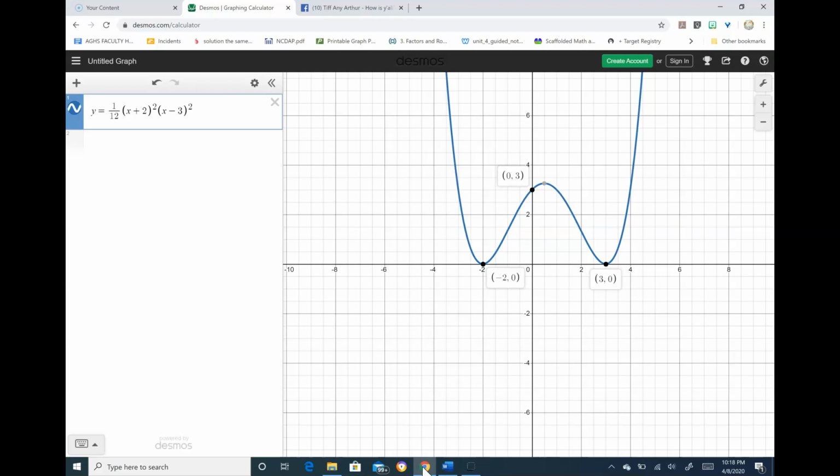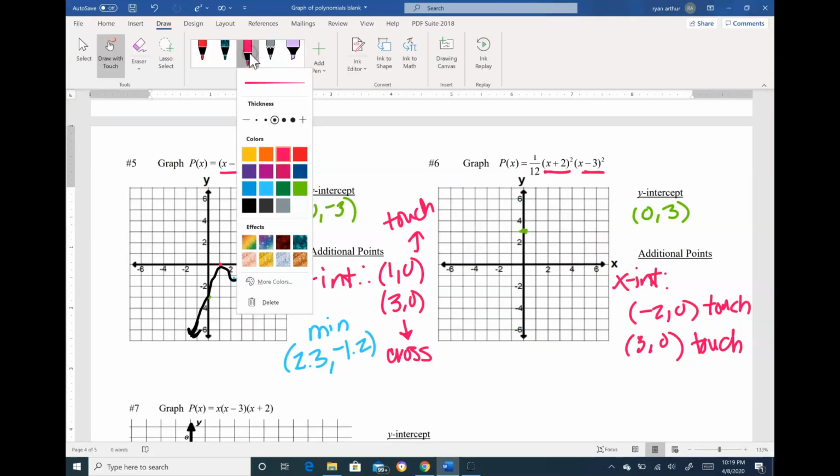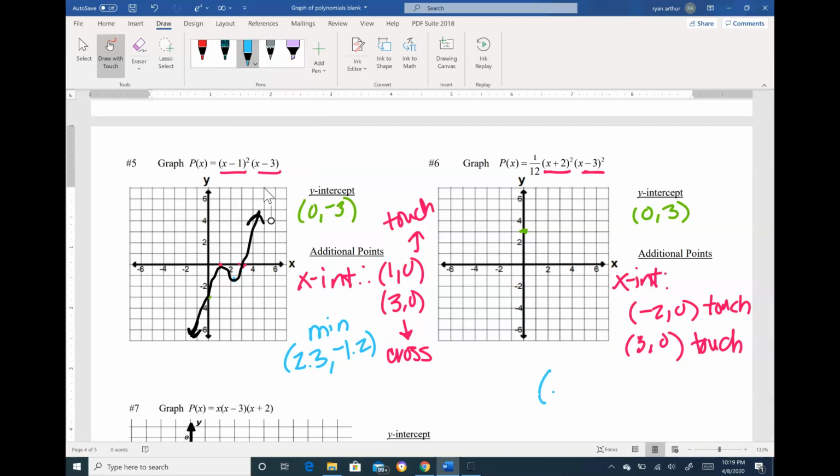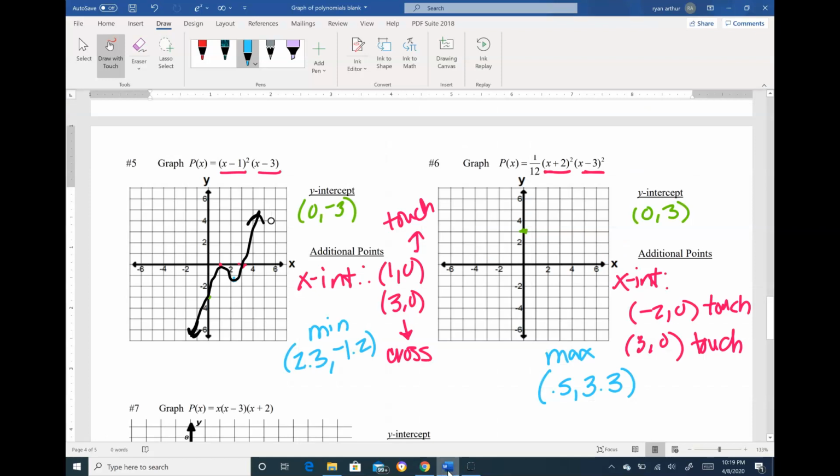Okay. Now, next, see if there's any max or mins. There's one gray dot left untouched. That is a max. So that is (0.5, 3.3). And that was a max. My other mins were my zeros, so I don't have to write those.